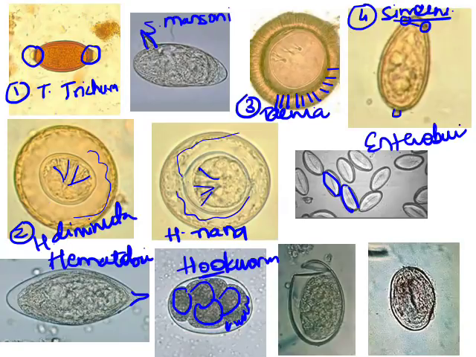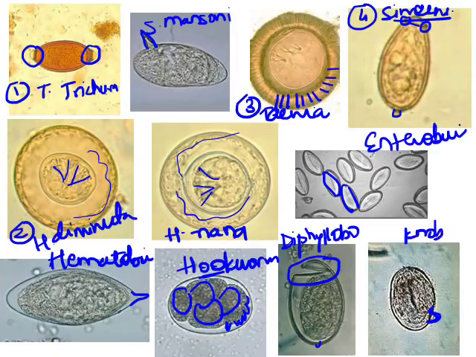Which is this? Here you see the operculum, which is open, and a small knob at the other end. So on both ends there is something, it is Diphyllobothrium latum. Which one is this? Here we see a small lateral knob. Knob is Japonicum. So this is Schistosoma japonicum.